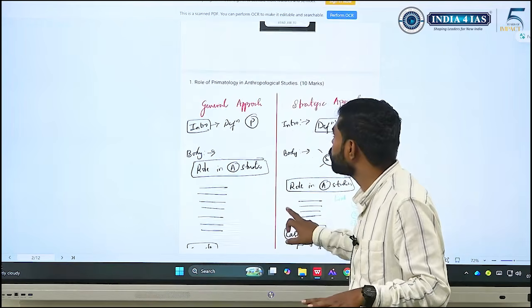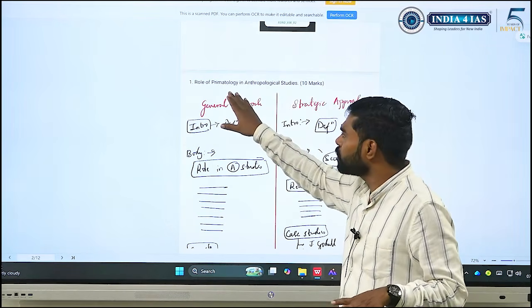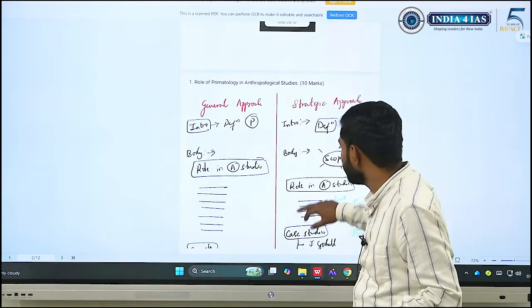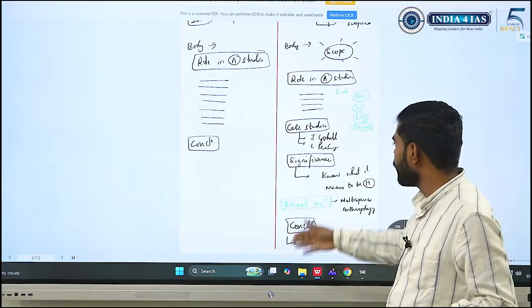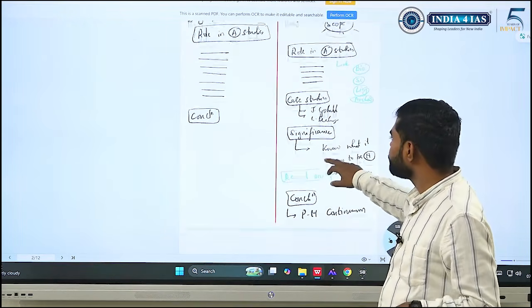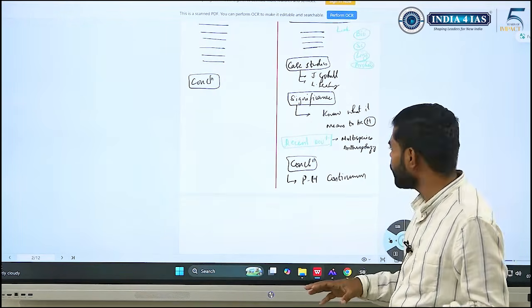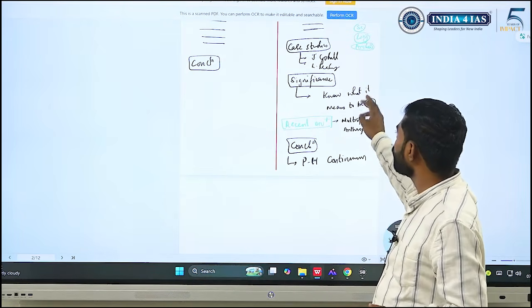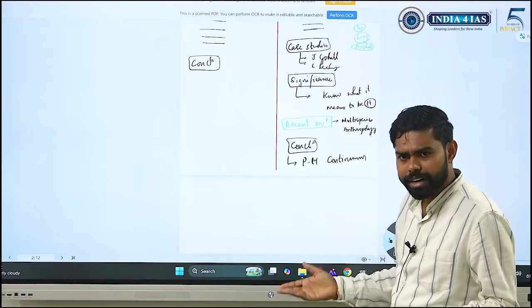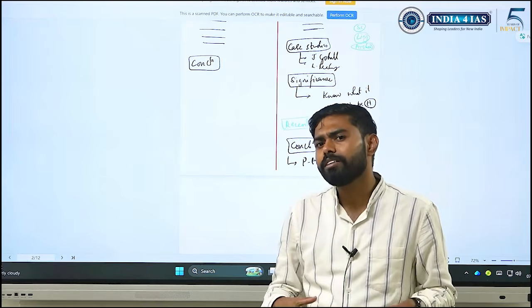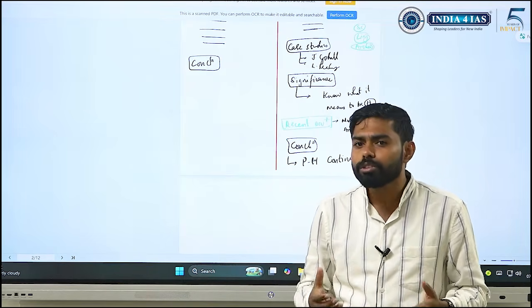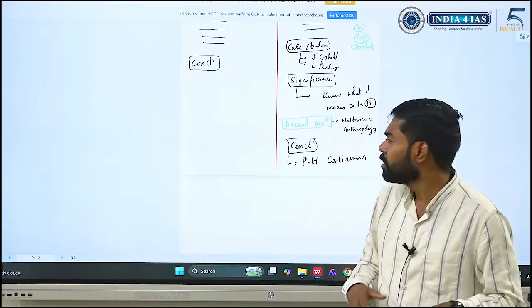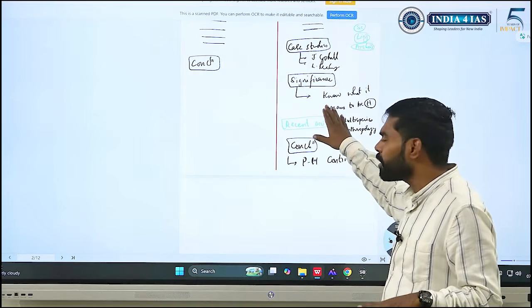Don't you think it suits the context? Role of primatology in anthropological studies, right? The case study is very perfect, and you can use Jane Goodall and Leakey, because Leakey was a pioneer in primatological studies. And the significance: to know what it means to be human. What is the significance behind our studying monkeys and apes? Because we want to know ourselves better. That is the crux I'm trying to pick out.